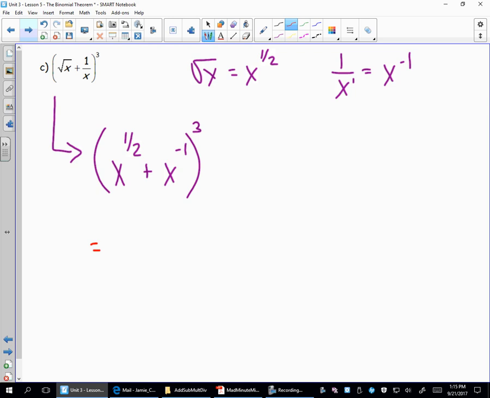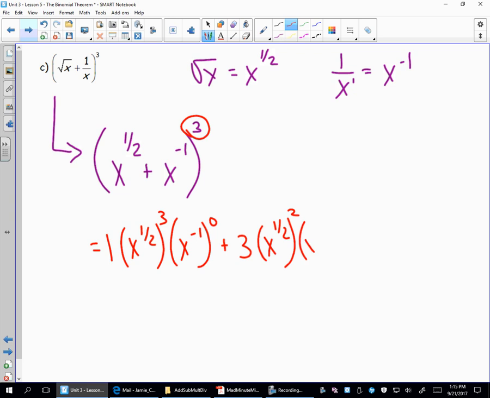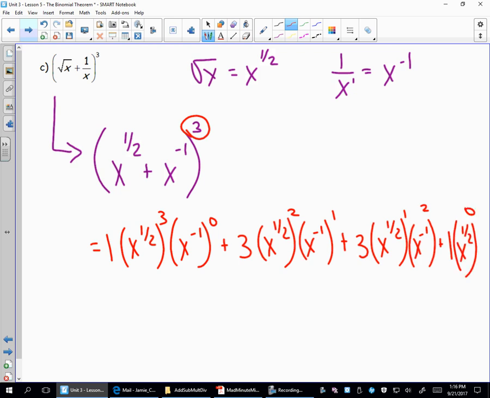My stages, okay, write out my parts. Need row 3, so 1 times x to the half to the 3, x to the negative 1 to the 0. First one starts at n, second one starts at 0, plus 3, x to the half to the 2, and x to the negative 1 to the 1, plus 3, x to the half to the 1, x to the negative 1 to the 2, plus 1, x to the half to the 0, and around the room again, x to the negative 1 to the 3.